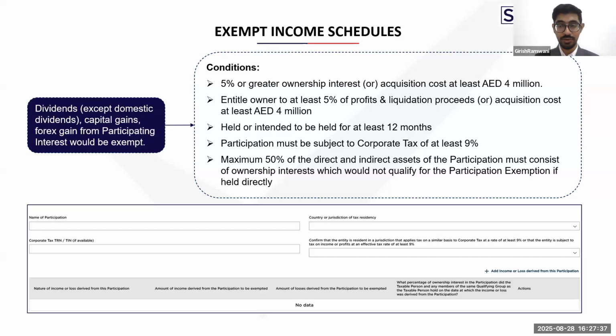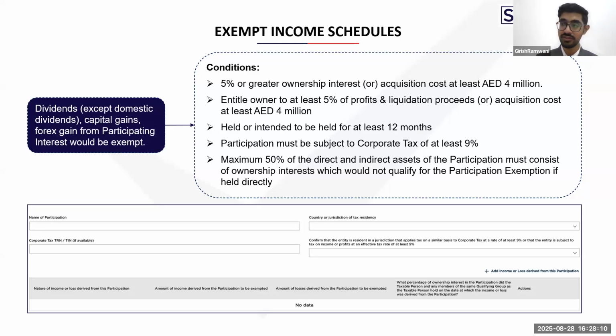And then if you open the schedule, you would see that it also asks you if all other conditions of participation exemption have been fulfilled. So basically 9% tax rate, 5%, all these things it has asked. And then for all other conditions, there's a checkbox that you'll have to tick that all other conditions of participation exemption have also been fulfilled. And then report the relevant income or gain that you want to claim participation exemption for. Once you report that, that is going to be excluded while computing your taxable income. So these are the two exempt income related schedules.